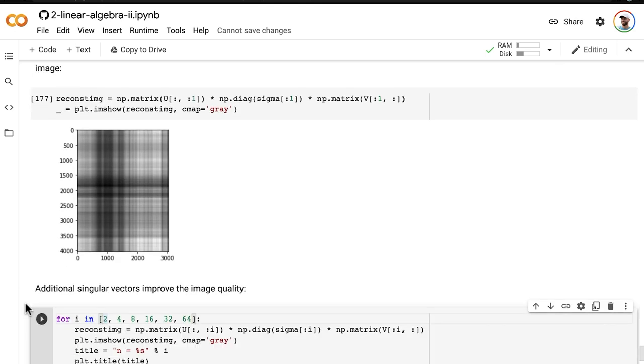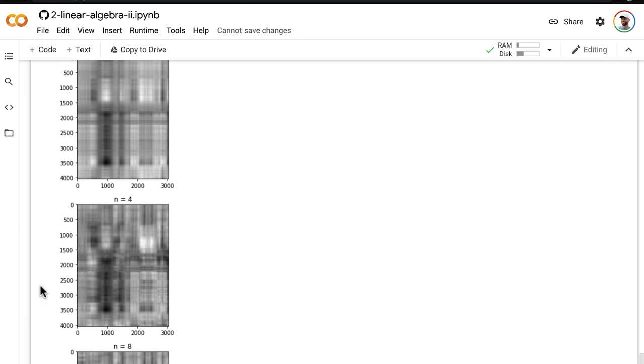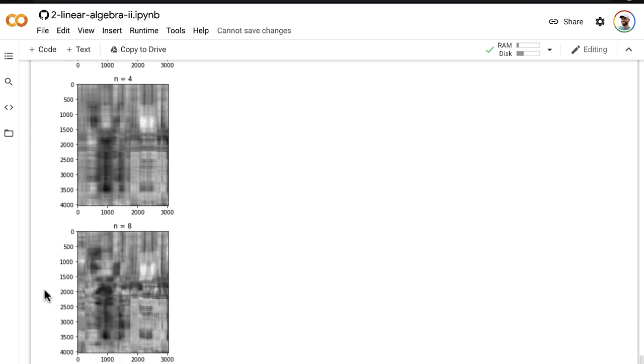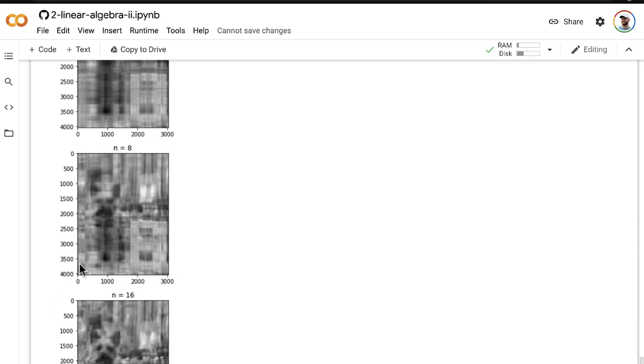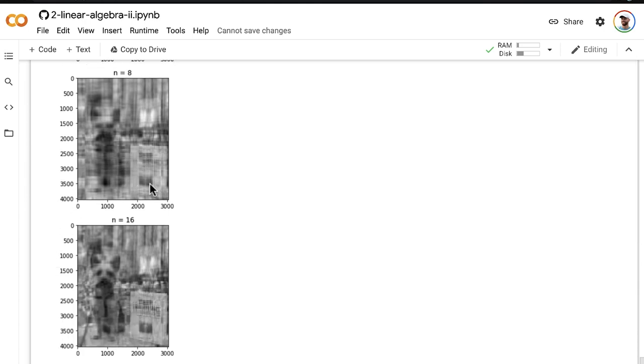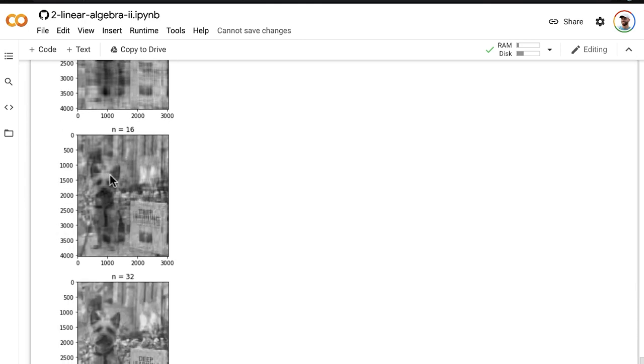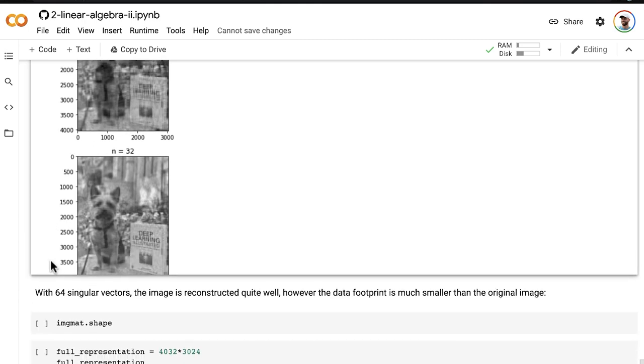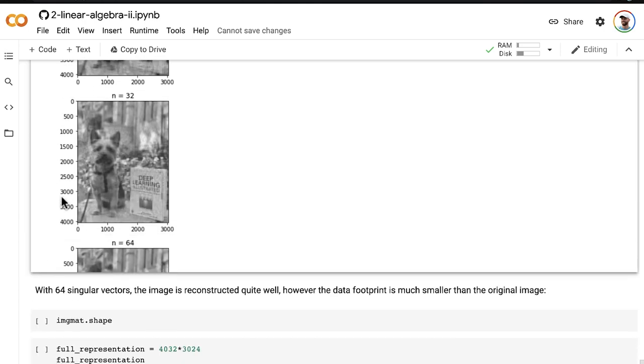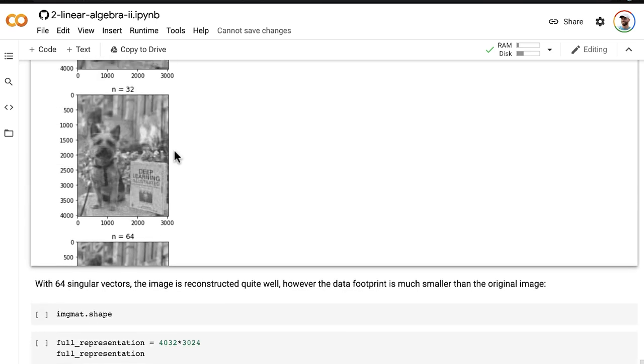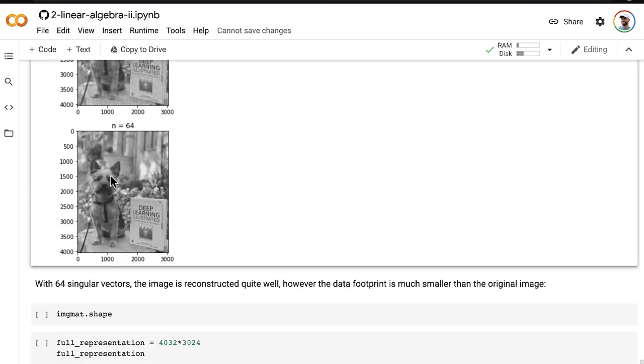Then as we add in even more singular vectors, so all of a sudden four, okay, maybe someone would start to think that this was a dog or a baby bear or something. Once we have eight singular vectors, okay, a dog really does start to come into view, maybe even the book. 16, we have a fuzzy dog and a fuzzy book. 32, it's starting to get pretty decent. And by 64 singular vectors and singular values, we have successfully reconstructed the image with a far smaller data footprint.